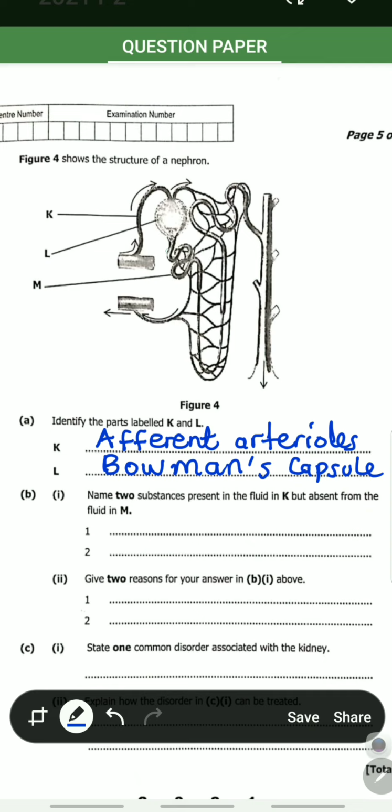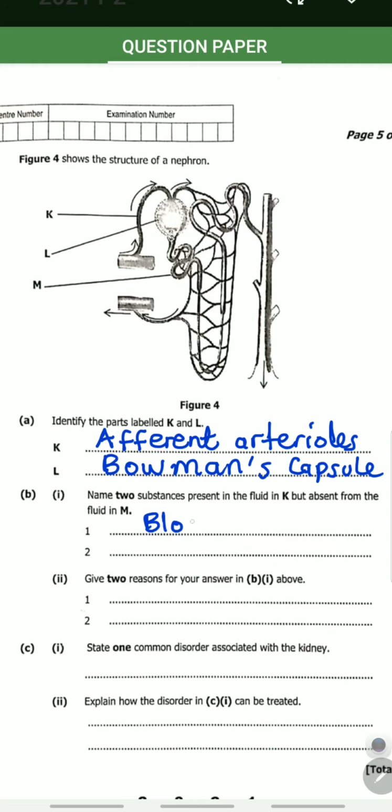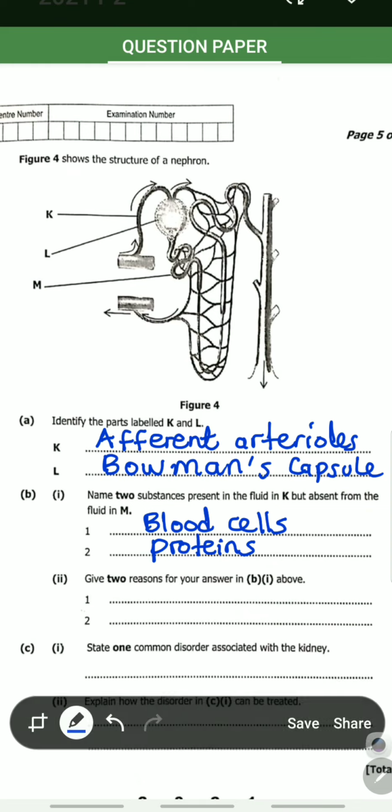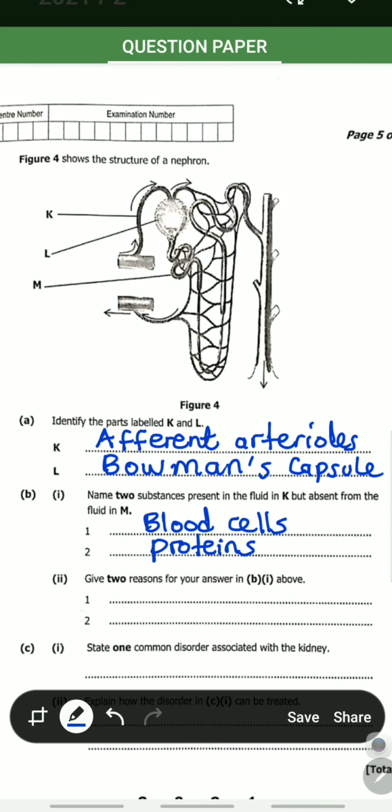So, the substances that are not found in M but present in K can only be those bigger molecules, such as the blood cells. So we have the blood cells, and we also have the proteins. These are the only substances that are present in K and absent in M. Now give 2 reasons for your answer in B1 above.